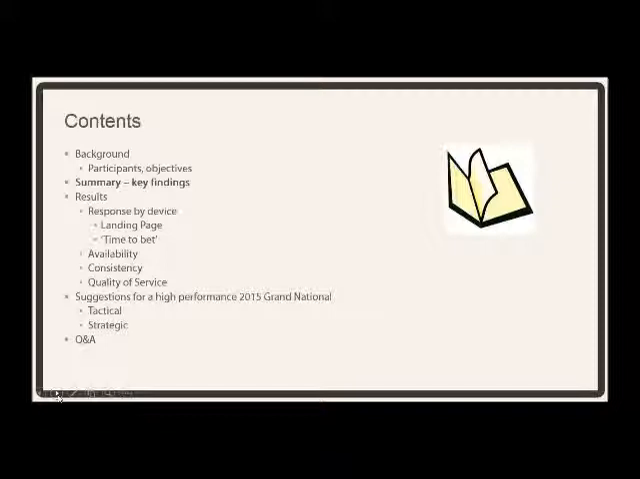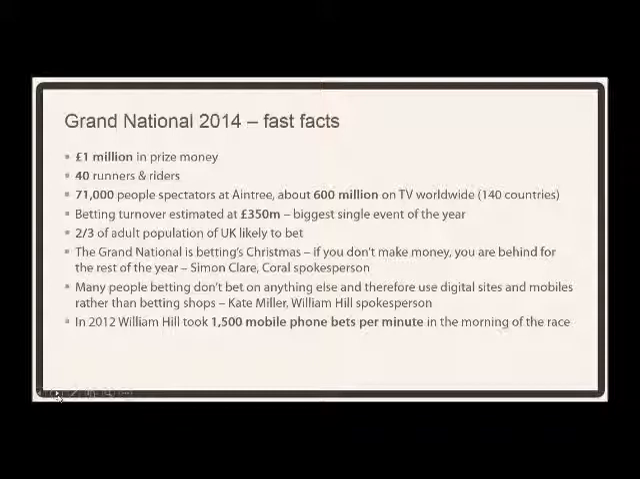So what we're going to run through today: just some quick background on the sites that we tested and why we did this. We're going to get straight into the summary of the key findings, straight into the meat of it today, and then we'll go through how we came to those key findings, if you like, with some screens, and Larry's going to explain all that. And then some suggestions for what would be the best practice if we're looking to the future, to the next Grand National, or even say the World Cup or something like that. And then we'll have a Q&A.